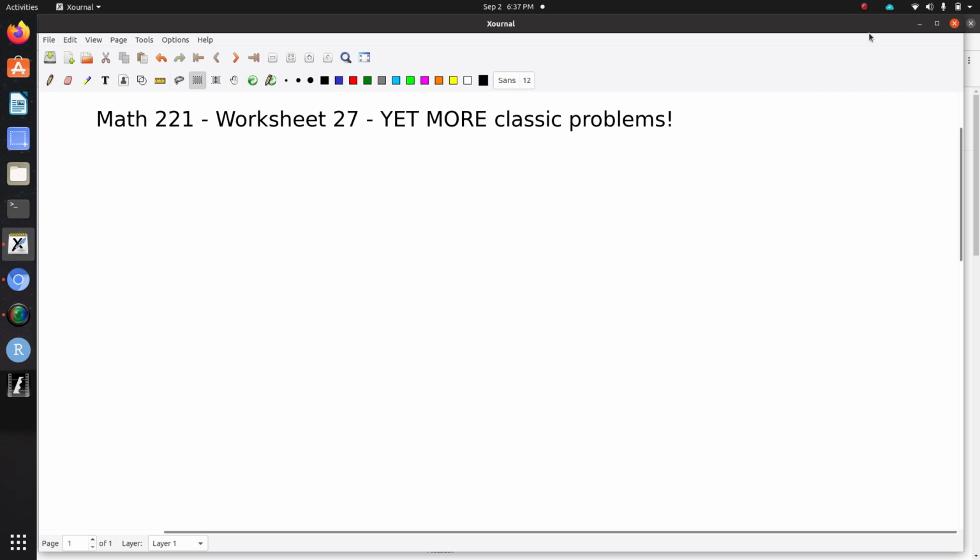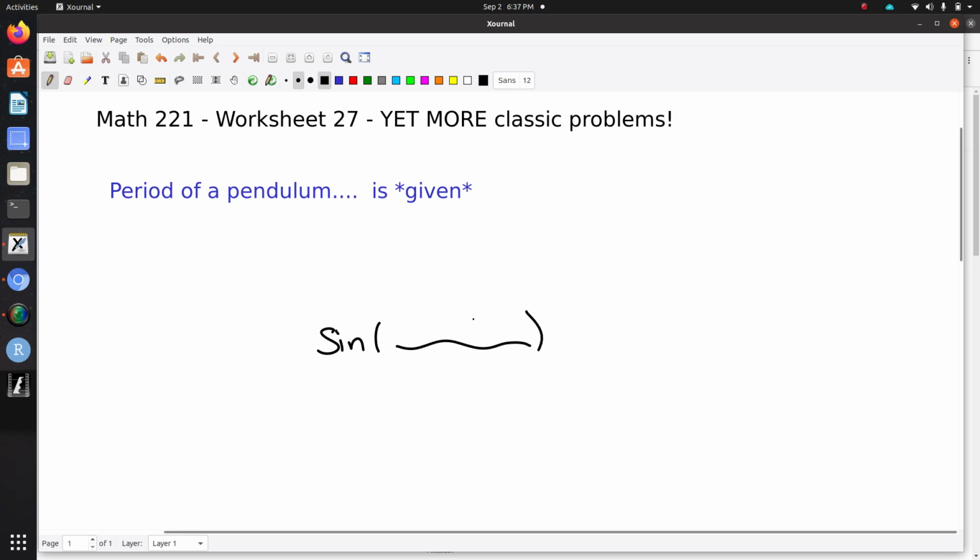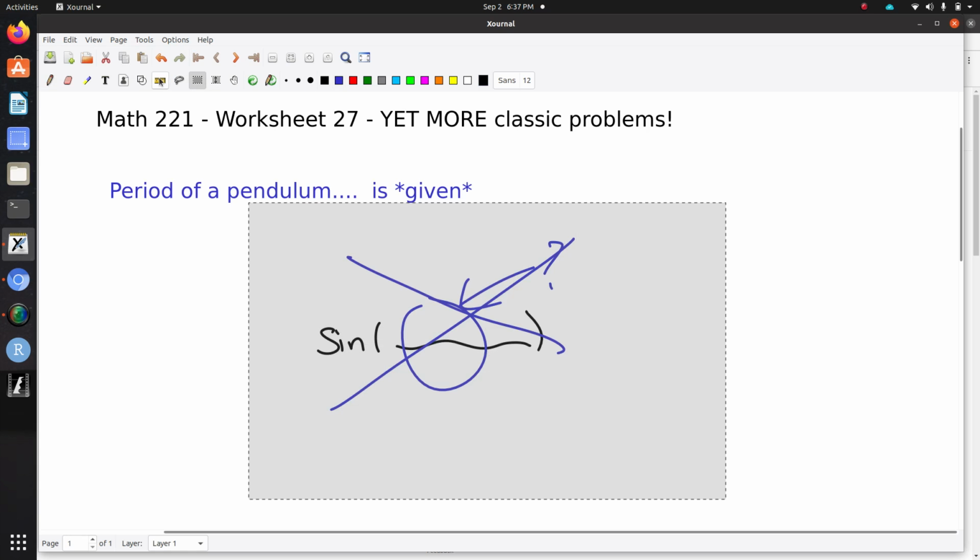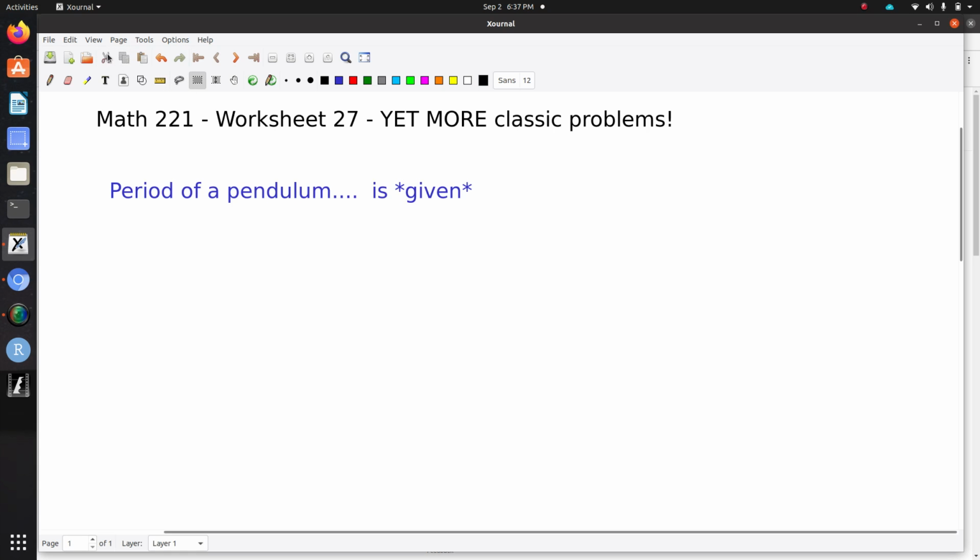The other question that's on the worksheet, I just want to give you a linguistic warning. It asks you about the period of a pendulum, and it is given. Okay, so it's given. So don't try to do what we did before when we said sine of blah, blah, blah, and we had to find the period. No, you're not looking for the period. That's the wrong problem. So this is a different problem that has the word period in it, but the thing is the formula for the period is given. So don't overanalyze it. It's just a warning.